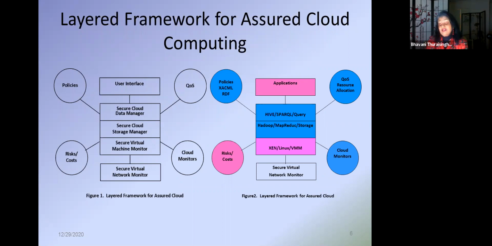Unfortunately, we didn't get funded for the STTR. Okay, so that was the layered framework for assured cloud computing.